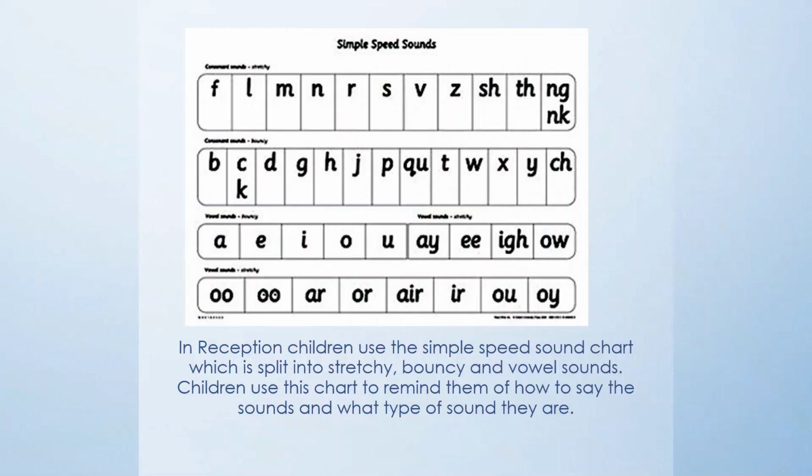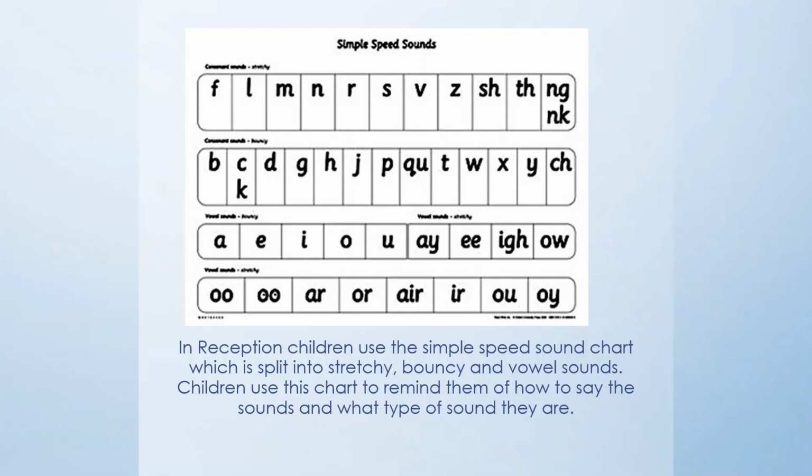In reception, we look at the simple speed sound chart. This is where we have all of those simple sounds in one chart, and they're split up into stretchy sounds and bouncy sounds. Then at the bottom, we've got vowel sounds that are bouncy and vowel sounds that are stretchy. A stretchy sound is a sound that you can stretch for as long as you can hold your breath. So this first one is the sound, and I can stretch that sound for however long I can hold my breath.